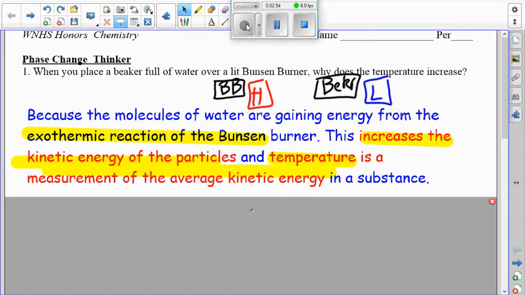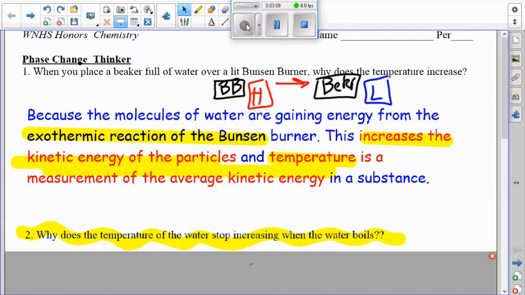All right. So, now we have the high temp, relatively speaking, the Bunsen burner flame. The low temp, relatively speaking, of the beaker. Off we go. There goes the heat, etc., etc. And here's a question I bet you don't know the answer to. Why does the temperature of the water stop increasing when the water boils? This has been sitting at 100 for like 6 or 7 minutes now.